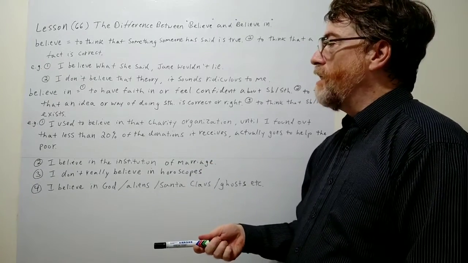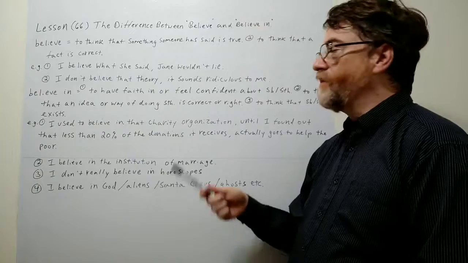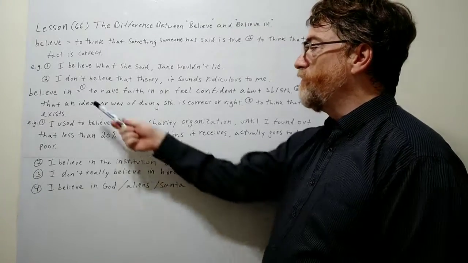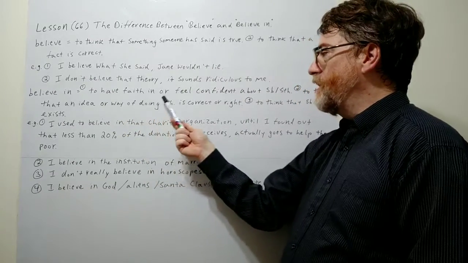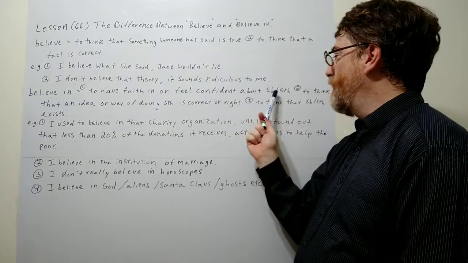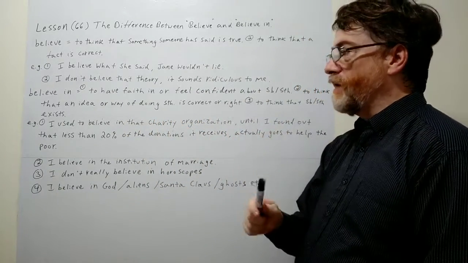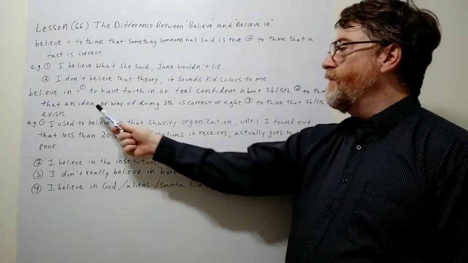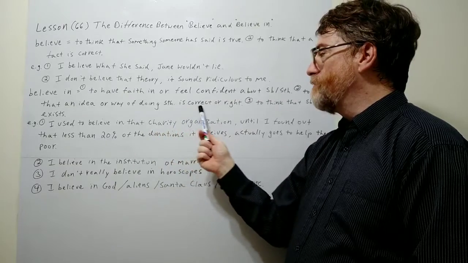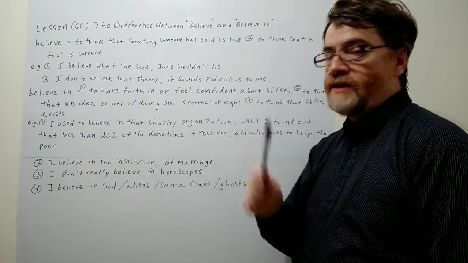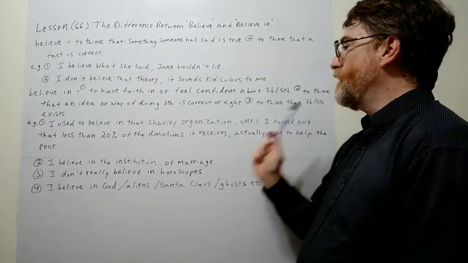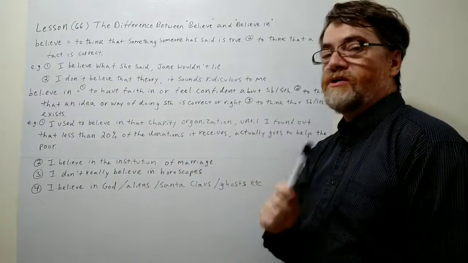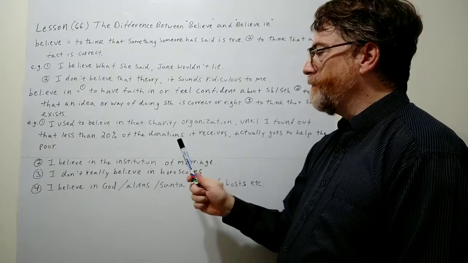Okay, good. All right, now let's look at believe in, because believe in is the one that you have to focus on more here. Believe in, all right, the first one: to have faith in or feel confident about somebody or something. That's one way that we use believe in. Or to think that an idea or way of doing something is correct or right. That's the second way. Or to think that somebody or something exists. And that's the one I want to focus on the most. That's the last one.